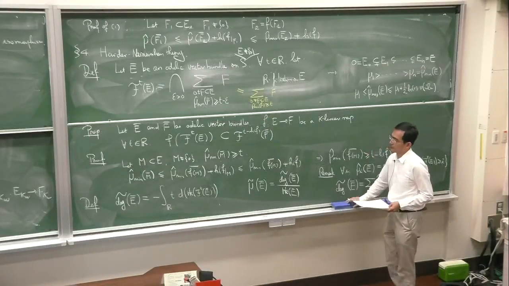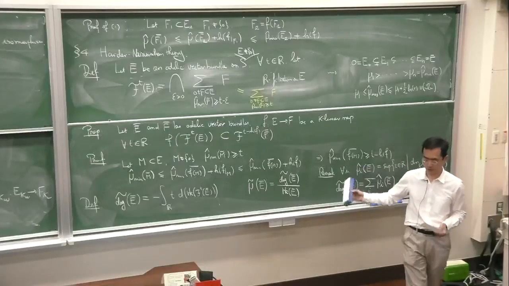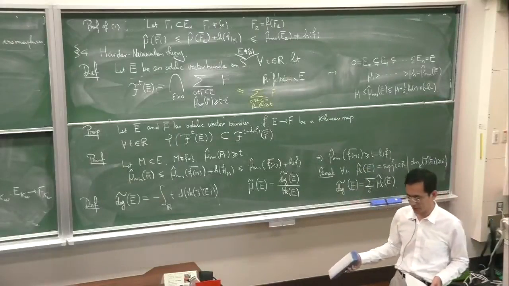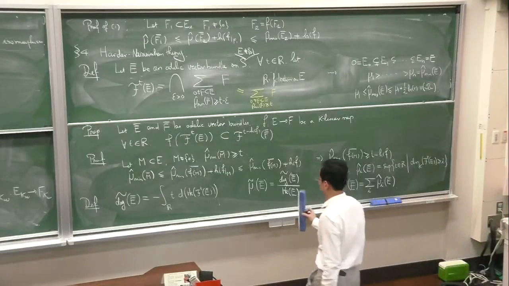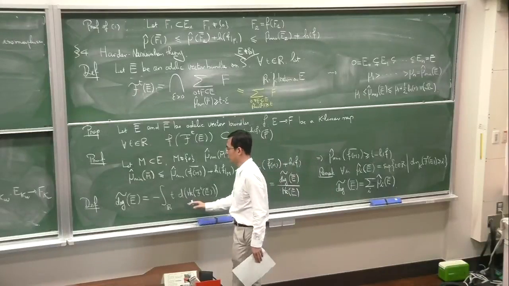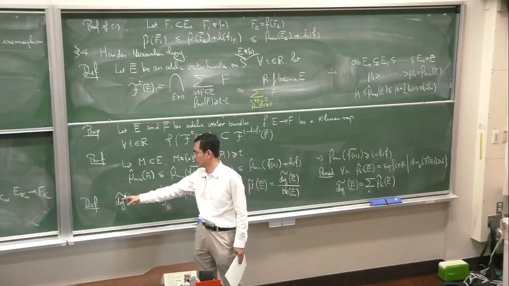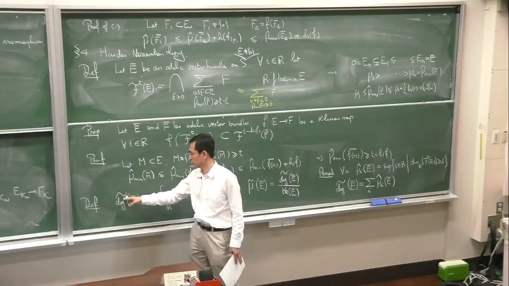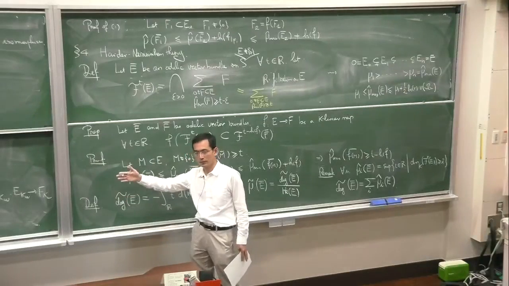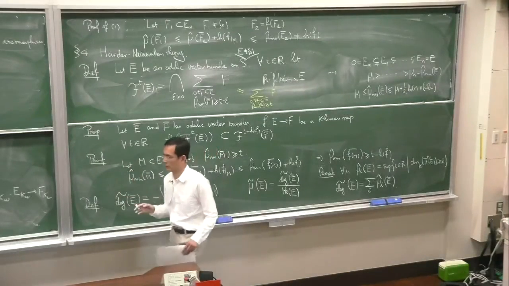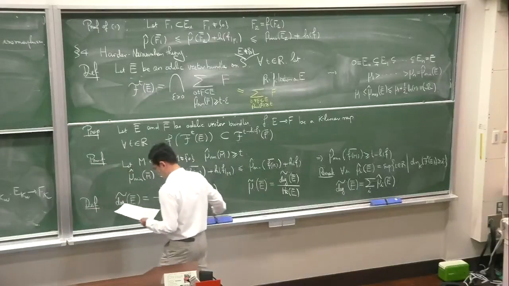I just mention this orally. In the case of a Hermitian adelic vector bundle, if psi is Hermitian, then such a definition will not change the value of the degree. So degree tilde is the same thing as degree hat. You don't need to change the degree.